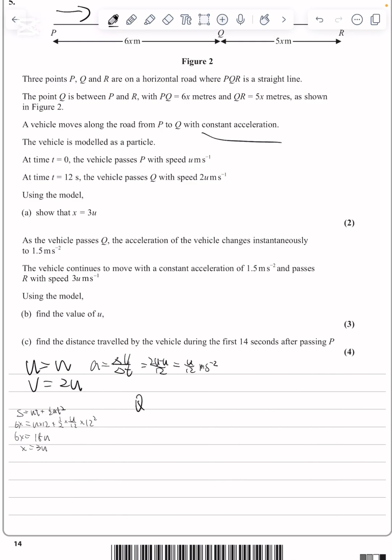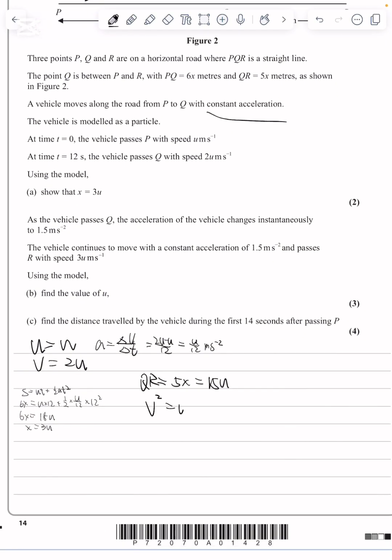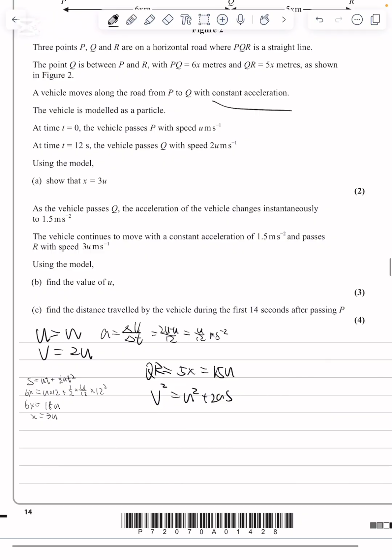Okay, so we know that QR must be 5x, right? So 5x is 15u because we just showed x is 3u. And then what can we use? 3 squared equals u squared plus 2as. Let's try. I'm just trying things out. You know, I don't have an immediate solution to this.